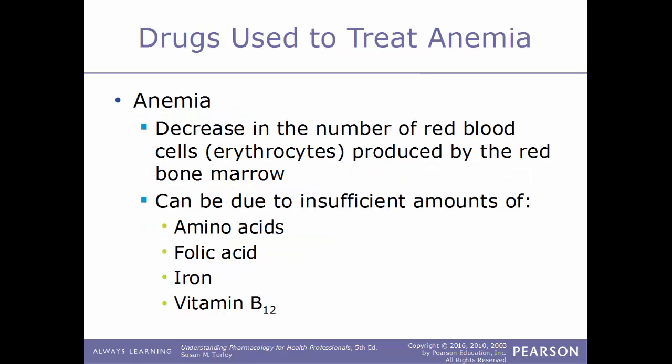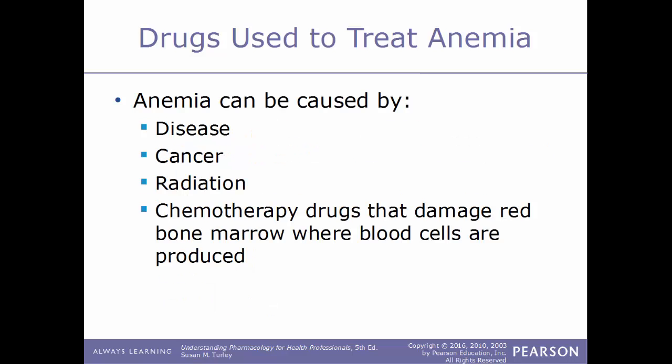Okay, now we'll talk about drugs that are used to treat anemia. Anemia is a decrease in the number of red blood cells that are produced in the red bone marrow. Another term for red blood cells is erythrocytes. This could be due to insufficient amounts of amino acids or folic acid or iron or vitamin B12. Anemia can be caused by disease or cancer or radiation or chemotherapy drugs that end up damaging the red bone marrow where blood cells are produced.